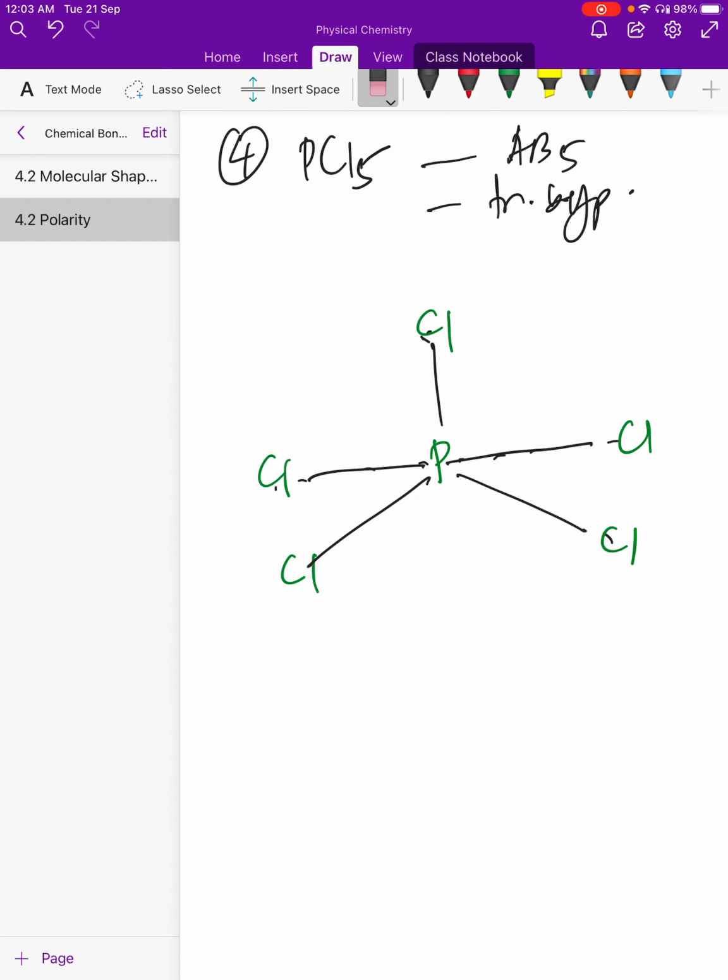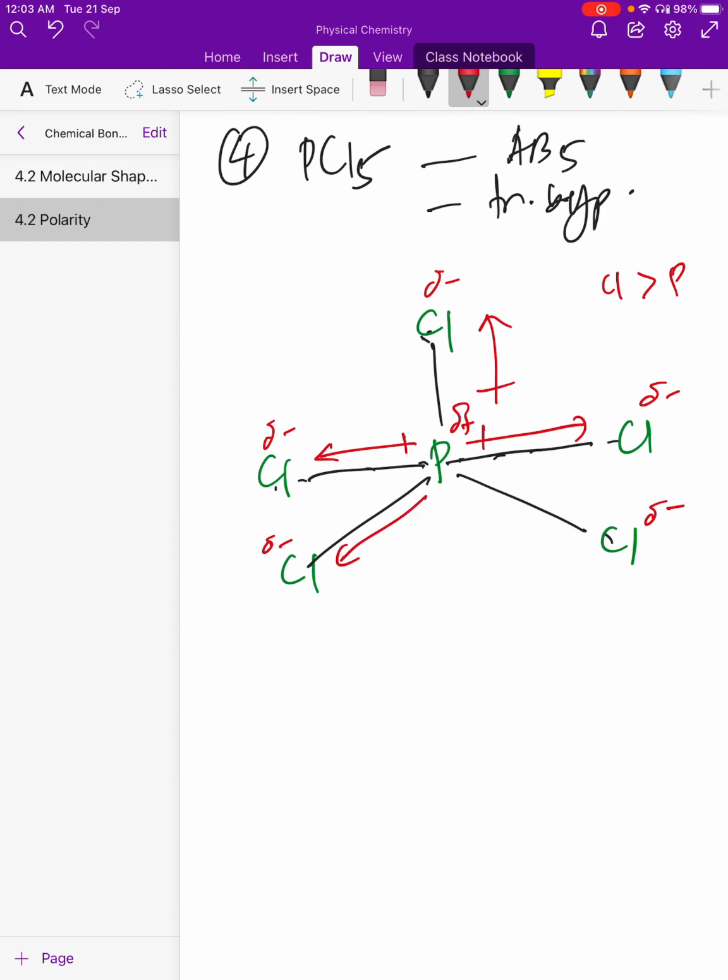Then we have to look for which is more electronegative. Chlorine is more electronegative than phosphorus. So chlorine is negative, and phosphorus is positive. So the bond dipole is from the positive to negative, positive to negative, positive to negative, positive to negative.